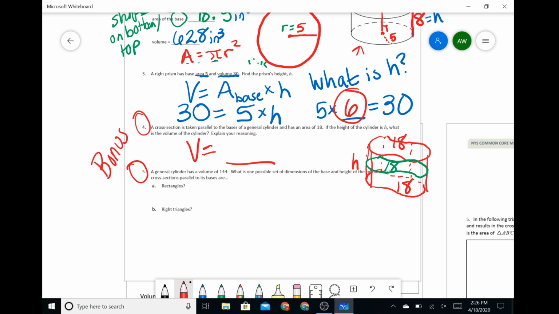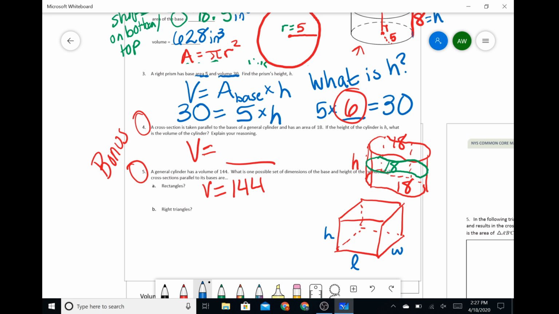And if I have rectangles, right? So if this is my shape, if this is my box, what numbers could I make my length and my width and my height so that it will be equal to 144? That's the big question here, right? So if I think about that, why don't I just pick a number to make one of them and then we'll figure out the rest of it, right?